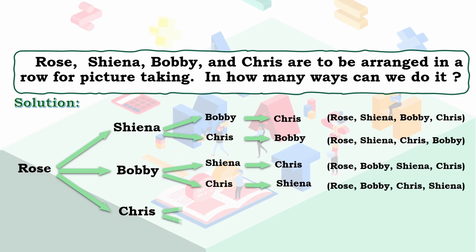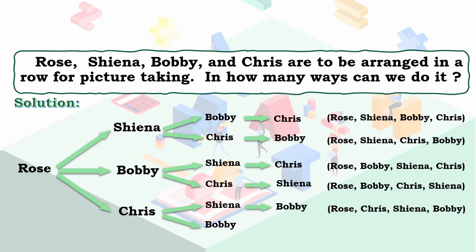Now, if Chris is in the second position, therefore the third position could be Sheena or Bobby. If Sheena is in the third, then Bobby is last. This will give us an arrangement Rose, Chris, Sheena, Bobby. And if Bobby is in the third, then Sheena is last. Then the arrangement would be Rose, Chris, Bobby, and Sheena.